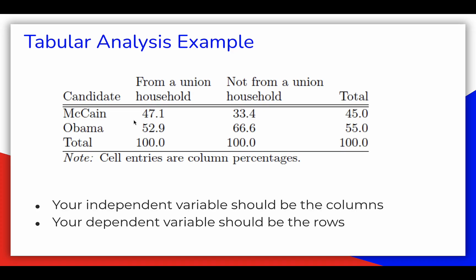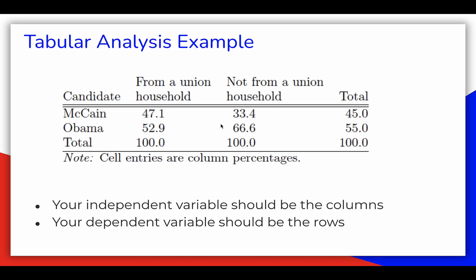So down here, this is 100% of people from a union household. 47% of people from a union household voted for McCain, and 53-ish% voted for Obama. These are clearly percentages, right? So this gives you an idea of what we are working with. And it even has a really nice note here: cell entries are column percentages, okay?